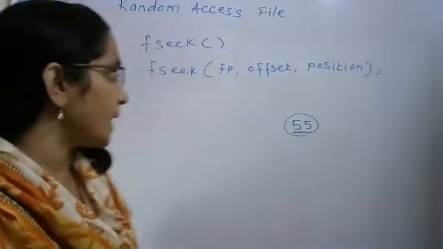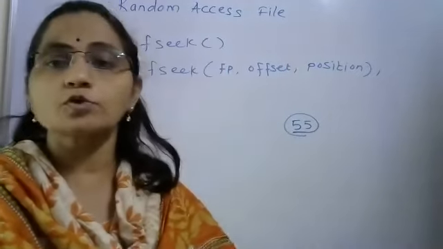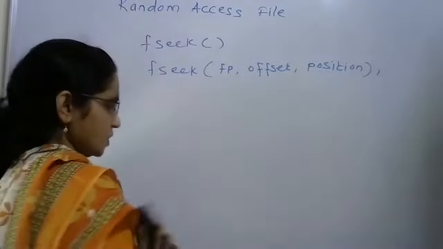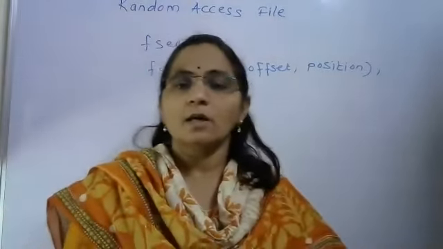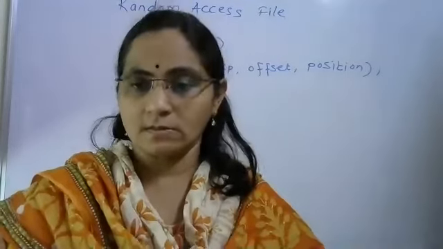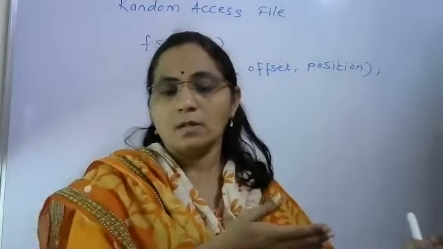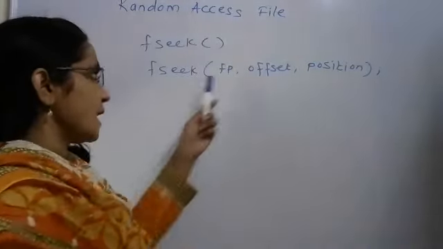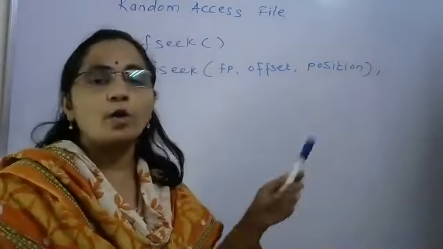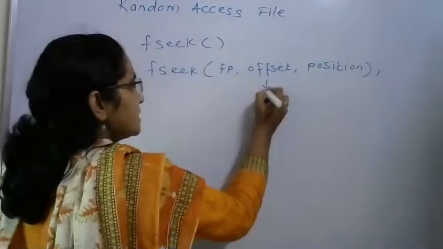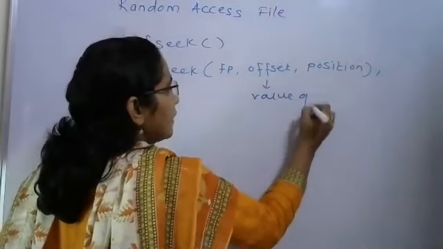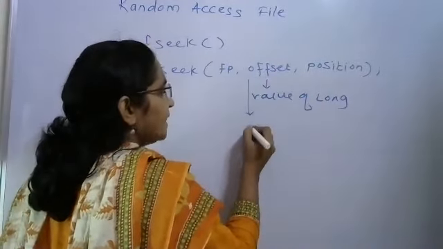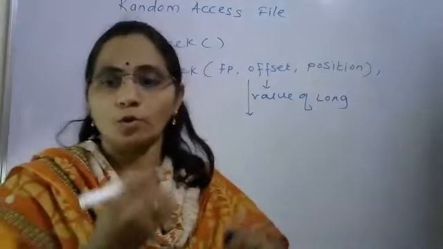So, in the case of a random access file, the fseek function is generally used to move the file pointer to the required location or position, or you can say to move the pointer a number of bytes ahead or a number of bytes back, forward as well as backward. Now we see all the parameters. fp means file pointer. Offset means what? Offset is a value of type long, and this value indicates how many bytes you want to move.